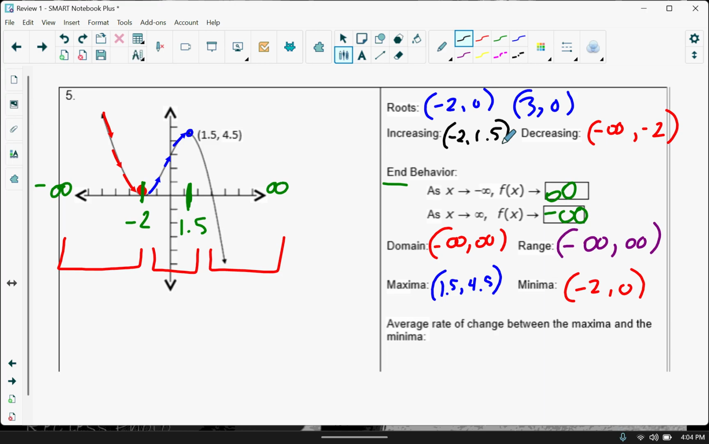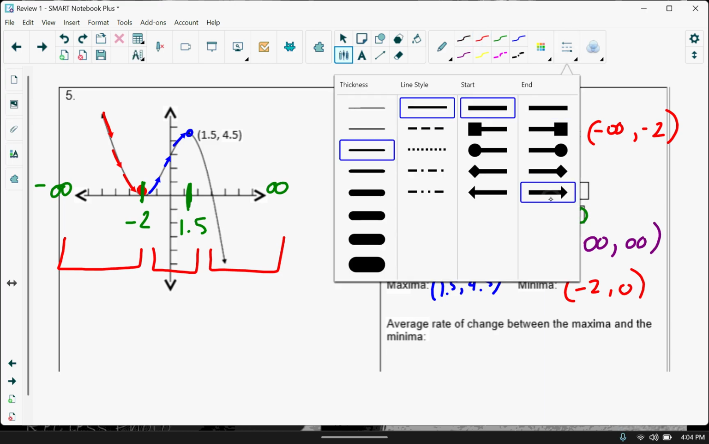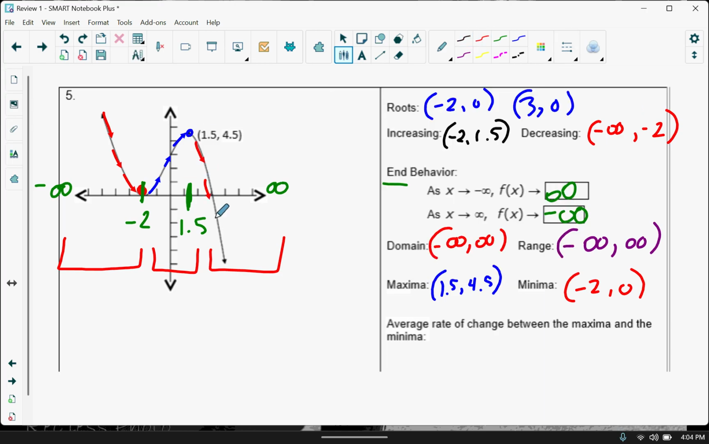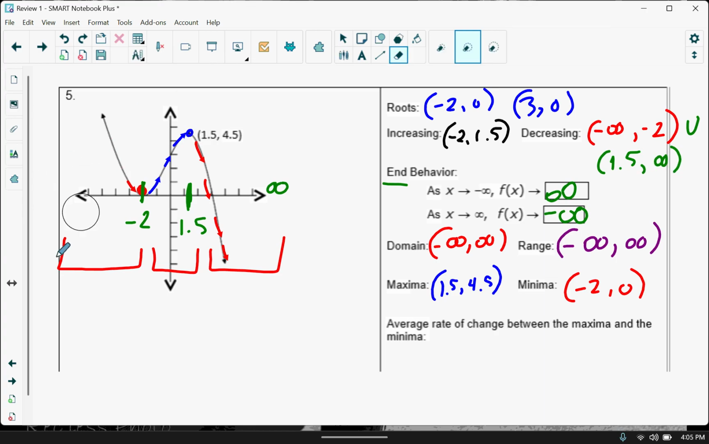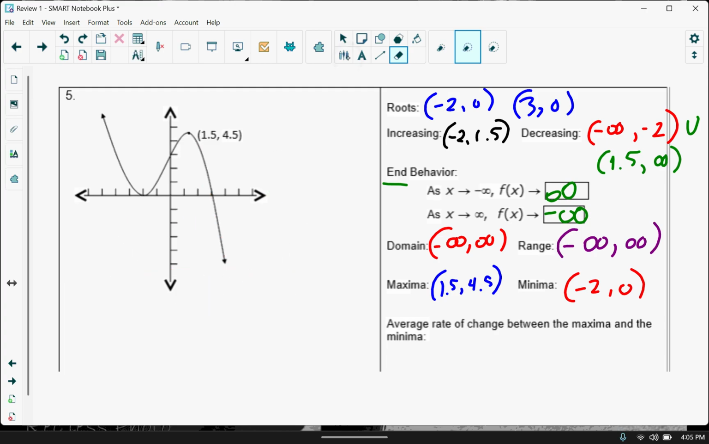And then once we get past the maximum, the graph drops again. So that next section is headed down. So the next section we're going to write, since that's the decreasing section, we're going to put a U, and then we're going to put 1.5 comma infinity. And that's our increasing and decreasing intervals for this graph. Now we can do the average rate of change.